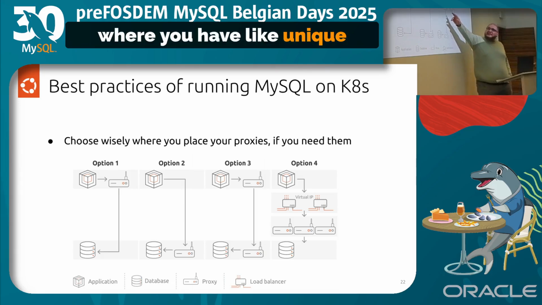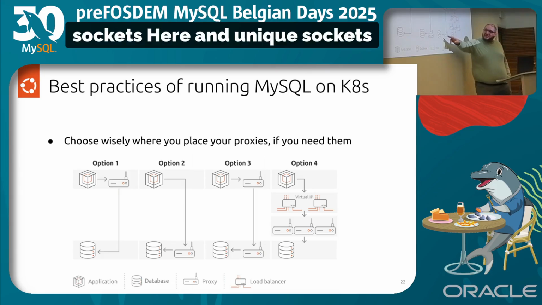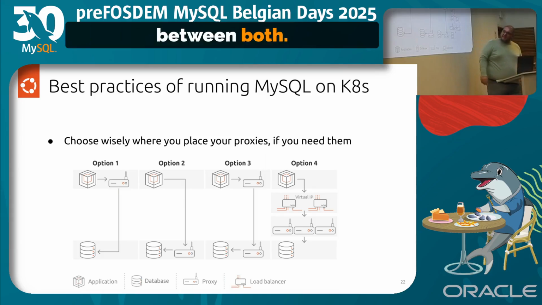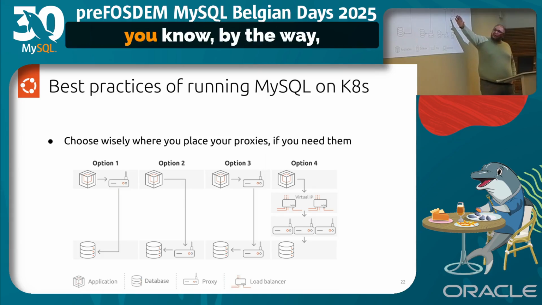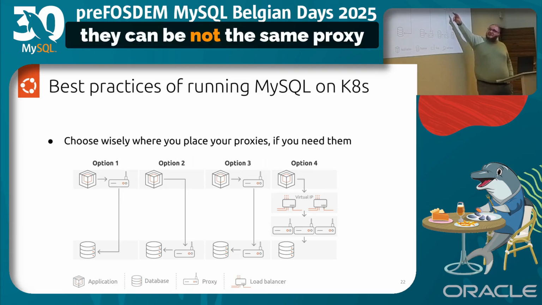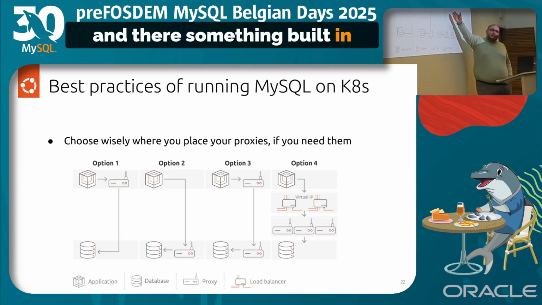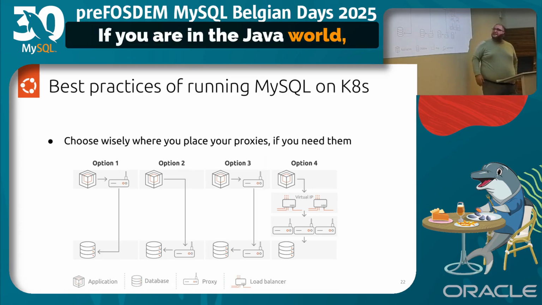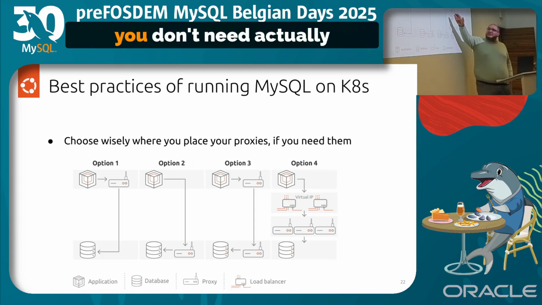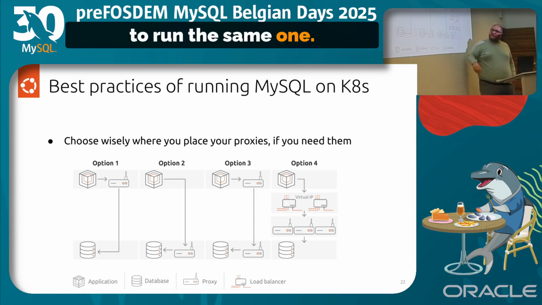Where you have Unix sockets here and Unix sockets here and only one hop between both. Why you might need this: by the way, they can be not the same proxy. For example, you can be using MySQL Router here and there something built in, like HikariCP, which is embedded in the code if you are in the Java world. So you don't actually need to run the same one.